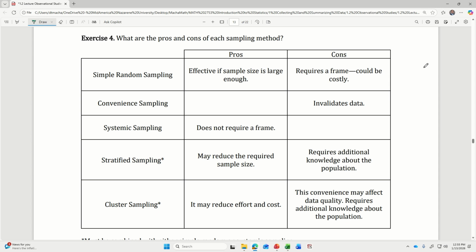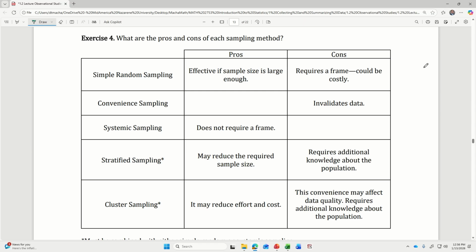Convenient sampling is always bad. We just assume that your data is invalid if you used convenient sampling. The pros of systematic sampling, why might you choose to use systematic sampling over simple random? Well, because you don't need to create a frame. So you dodge that hassle altogether.